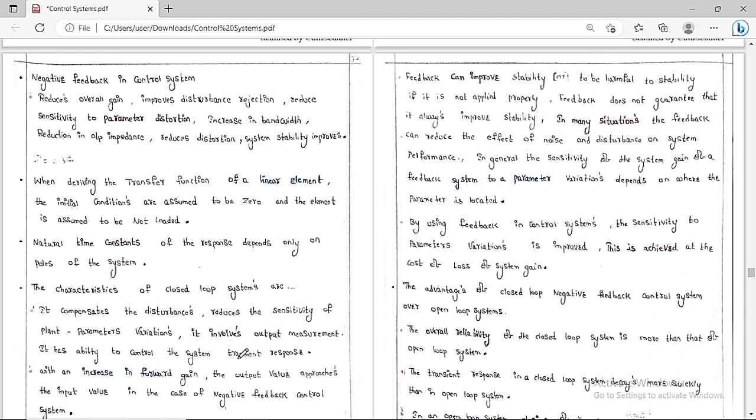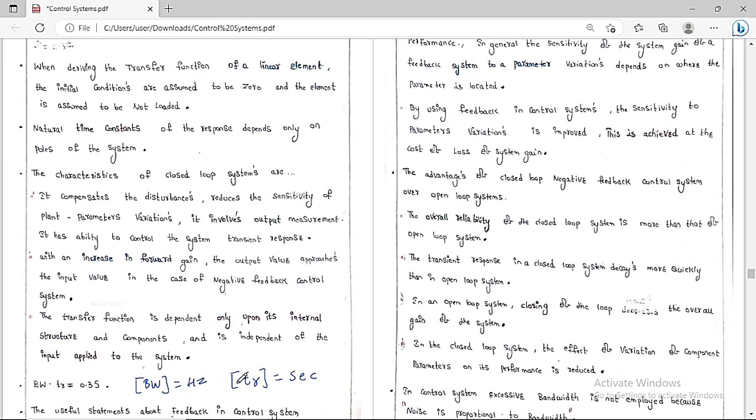And the sensitivity of the output to parameter variation depends upon where the parameter is located. In a negative feedback system, the sensitivity of the output to parameter variations of H(s) is more when compared to the sensitivity of the output to parameter variations in G(s). This I already told you.